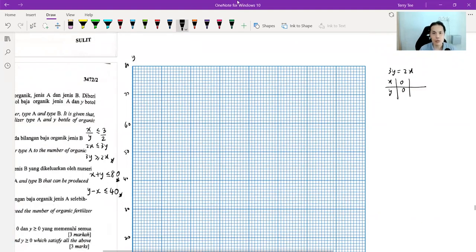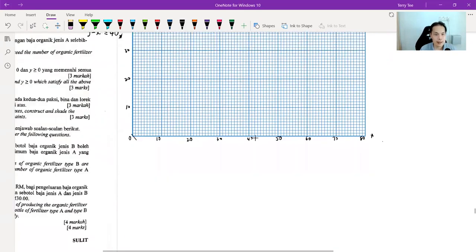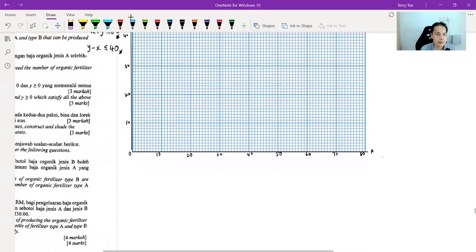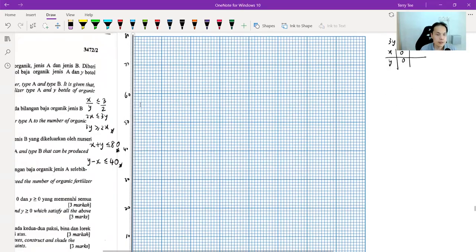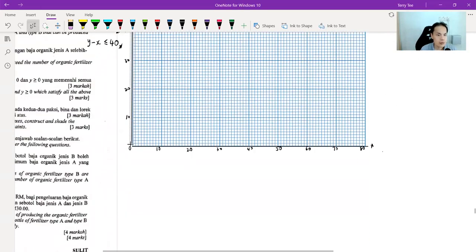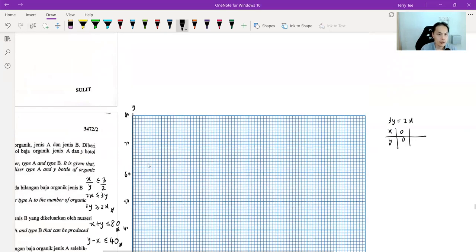All right, so let's draw the axes here. My horizontal axis will be from here to here. Let me move this a little bit lower. My vertical axis will be from here all the way up. Let me adjust a little bit. So this is my y.